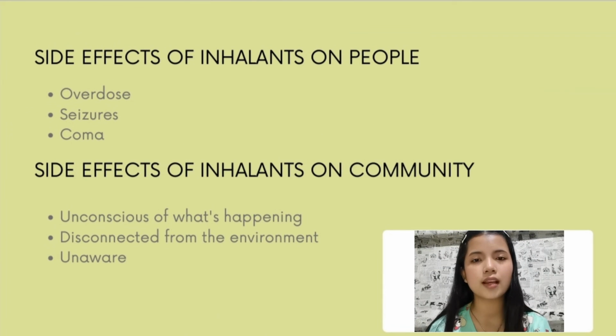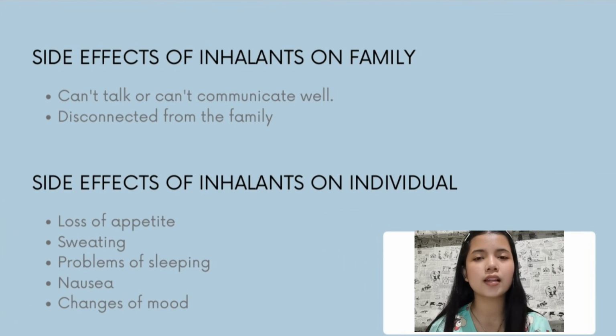Side effects of inhalants on people: overdose, seizures, and coma. Side effects of inhalants on community: unconscious of what's happening, disconnected from the environment, and unaware. Side effects of inhalants on family: can talk or can communicate well, disconnected from the family. Side effects of inhalants on individual: loss of appetite, sweating, problems of sleeping, nausea, and changes of mood.